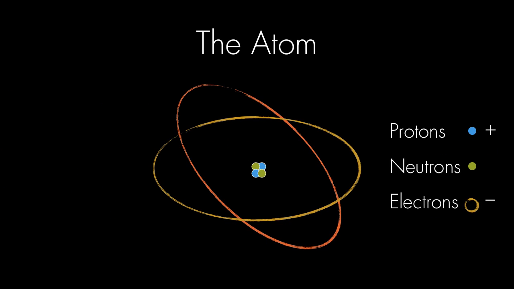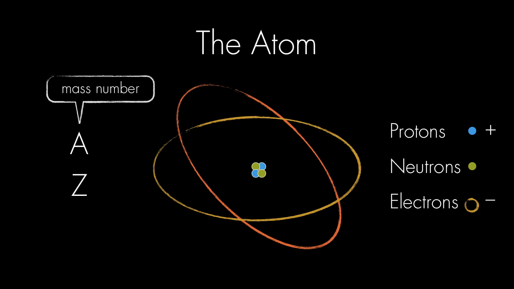Since atoms are assumed to be neutral, that is, there's just as many electrons as there are protons, we can specify any atom with 2 numbers, written as capital A and Z. A is the mass number, which is equal to the total number of protons and neutrons together, while Z is the atomic number and is equal to just the number of protons.